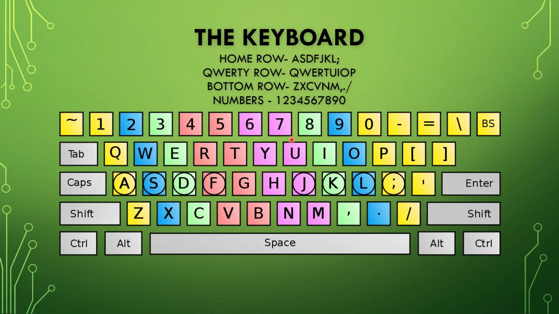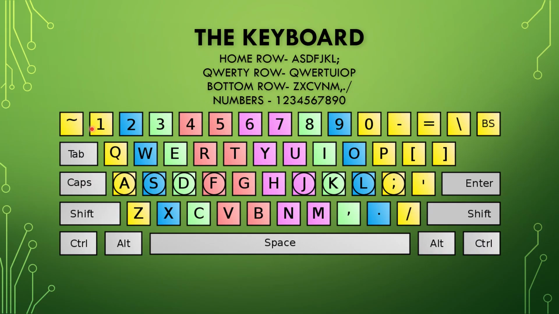Then we're going to look at the keyboard. Home row is in the middle of your keyboard, so that would be ASDF, JKL, comma, punt. Then we move to the top row, QWERTY. It spells out QWERTY, as you can see, QWERT, and then UIOP. And then we look at the bottom row. That would be ZXCV, NM, comma, full stop, and a dash or a slash.